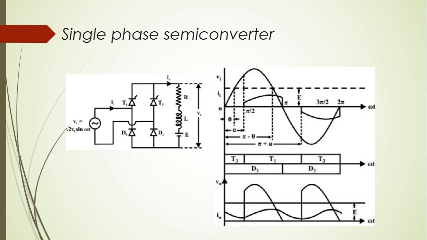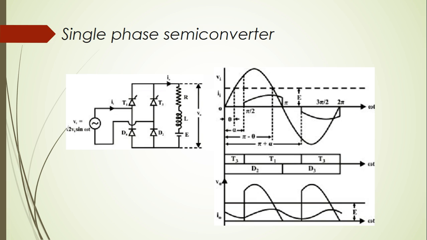In the previous lecture we learned about the uncontrolled rectifiers and controlled rectifiers, and in this lecture we will learn about the semi-controlled rectifiers, also known as the semiconverters. We have seen that in uncontrolled rectifiers we used elements like diodes, whereas in controlled rectifiers we use thyristors. In semi-controlled rectifiers, both controlled elements and uncontrolled components are present.